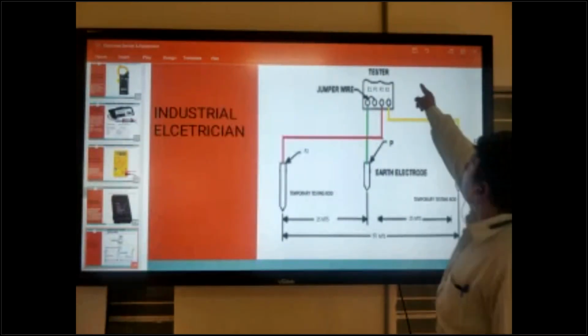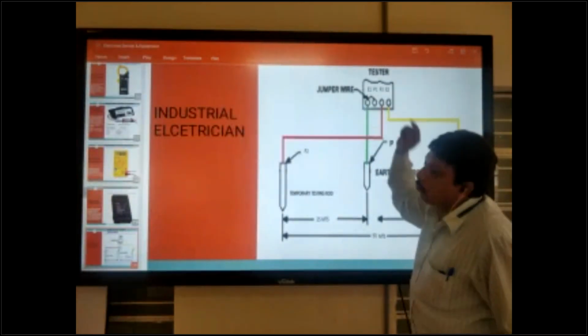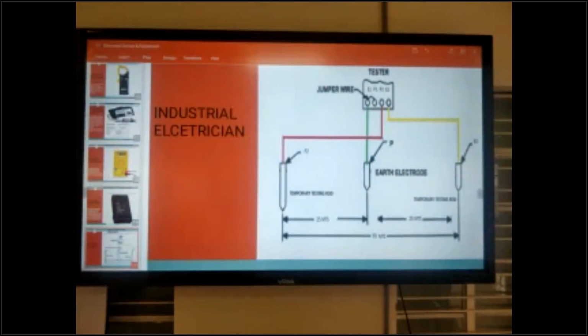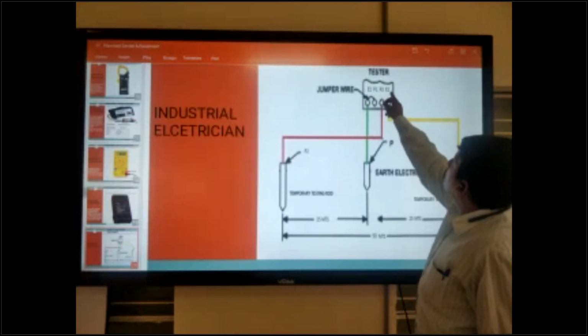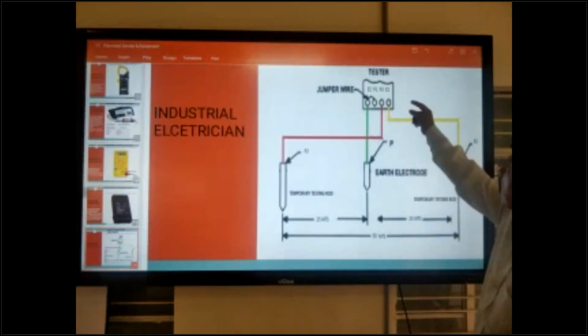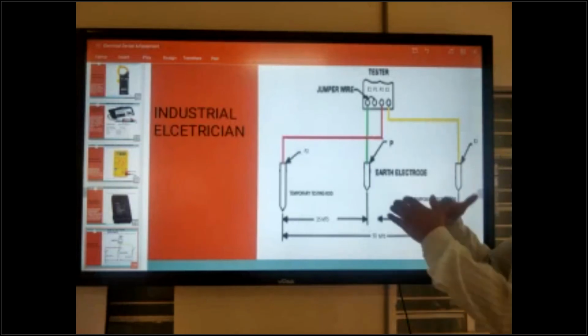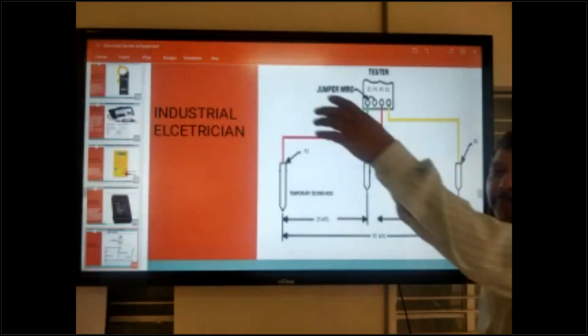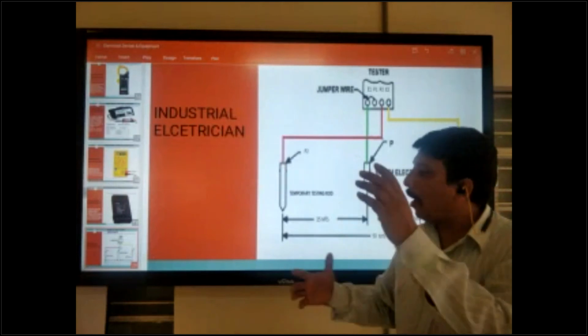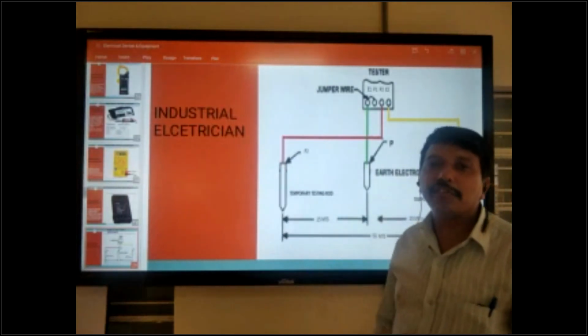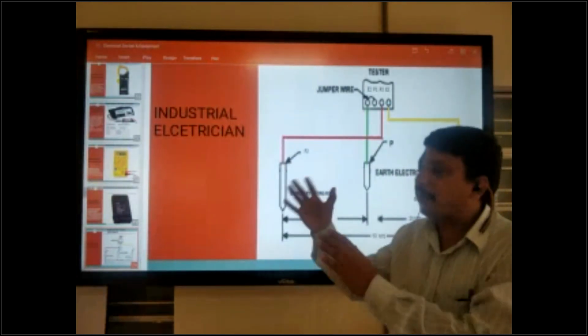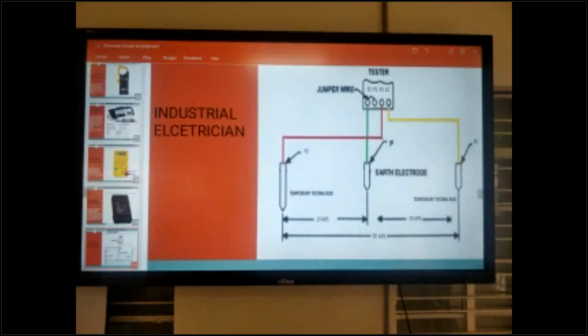So this is the 4 terminal earth resistance tester, and I will explain about it. Inside the earth resistance tester there are E1, P1, P2 and E2, 4 terminals. So how do you check the earthing in your building? Suppose you want to check the building earthing resistance. How much is the earth resistance? What is the value of the earth resistance?